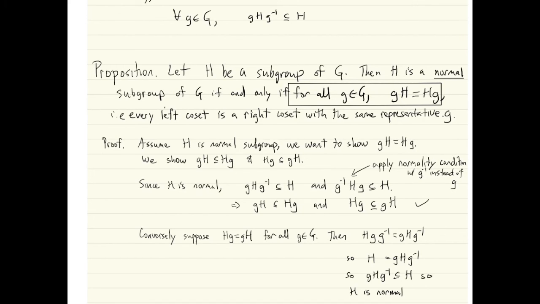Then Hg g inverse is equal to gH g inverse. What I've done was take this equation and multiply both the left and the right side of the equation by g inverse. The g and g inverse cancel, and so we're left with H is equal to g H g inverse, and in particular, turning this equality sign into an inclusion and flipping the sides, we get that g H g inverse is a subset of H, and that's what it means for H to be normal.